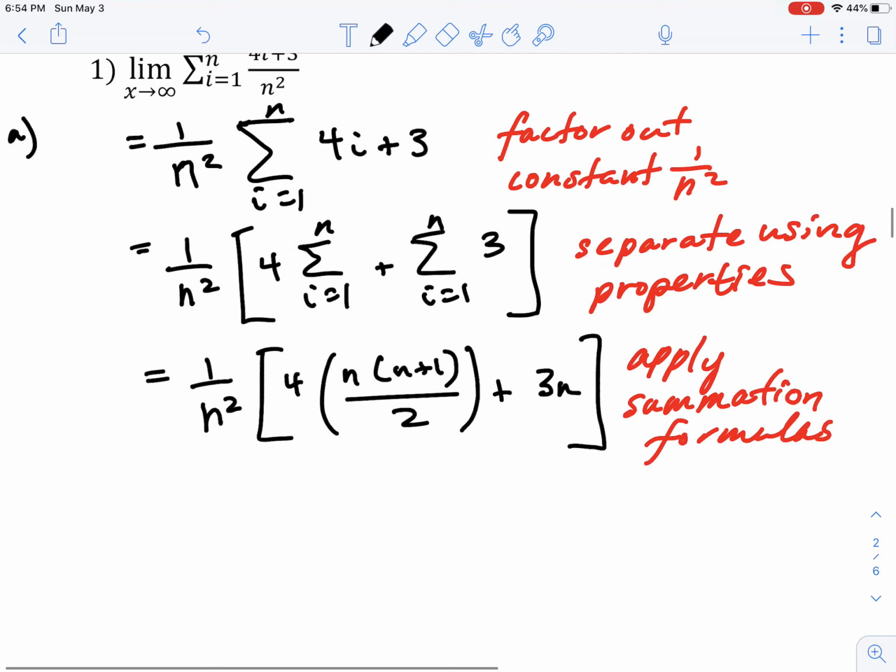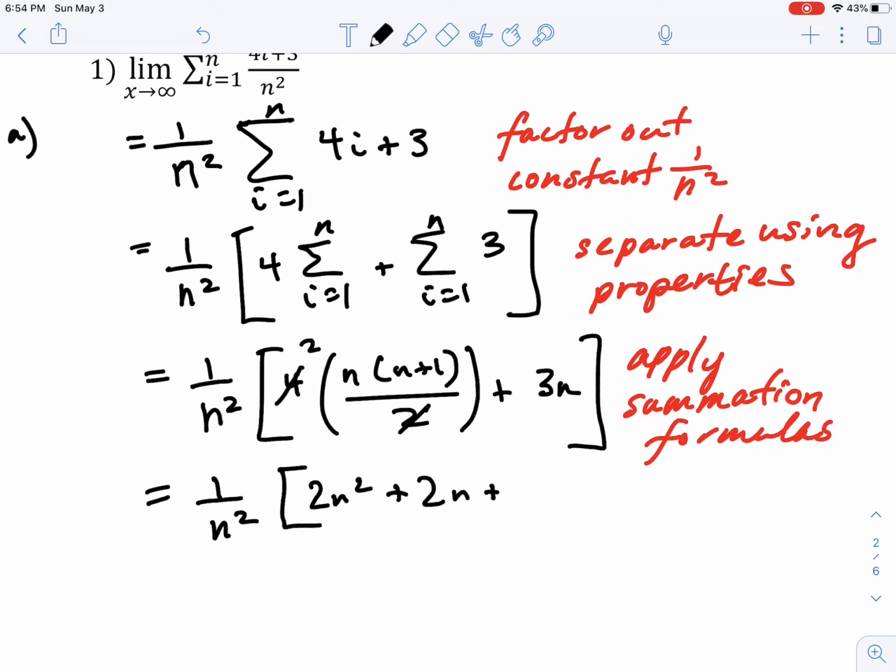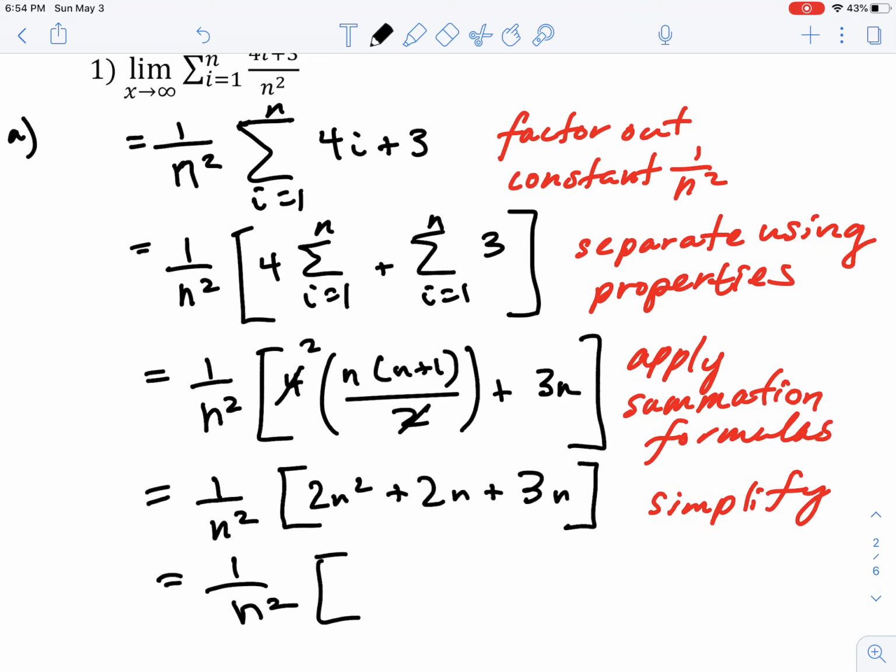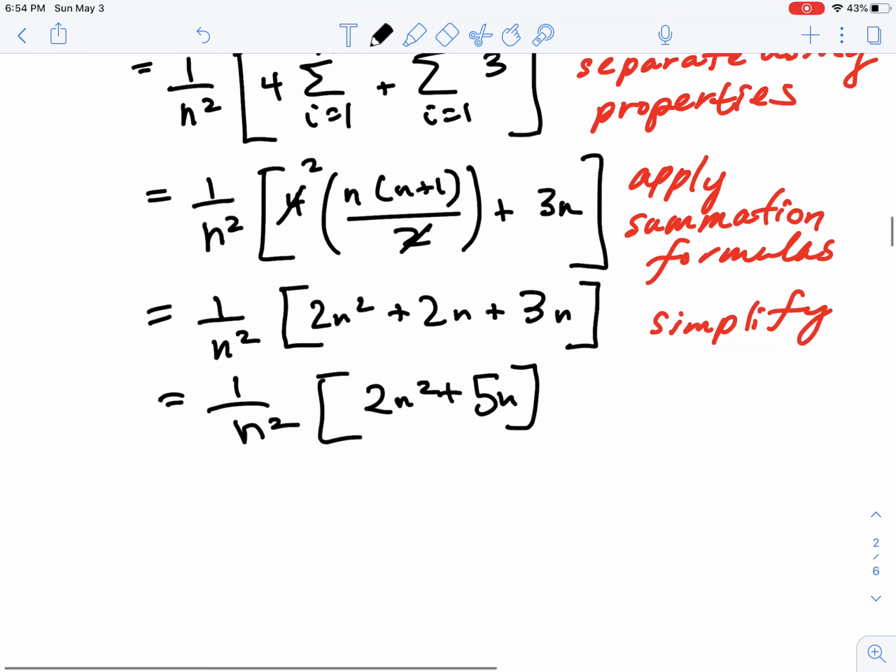All right. And then from here, we just need to simplify, right? From here, it's just algebra. So 1 over n squared, well, that 2 goes into 4 twice. And so we just have 2n squared plus 2n plus 3n. And again, all we're doing here is we're just simplifying. And to clean that up even further, we can just write that 1 over n squared times the quantity of 2n squared plus 5n. Okay?